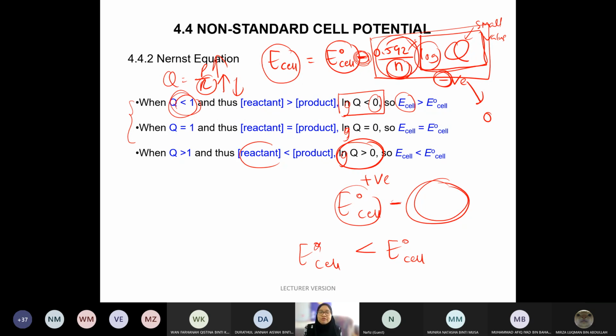Soalan ni famous keluar dekat objektif. Weak structure pun pernah keluar. Okay, kalau keluar dekat objektif, bahaya, 2 markah. Kalau keluar dekat structure, 1 to 2 marks jugalah. Okay, make sure you understand it well. Okay, guys.